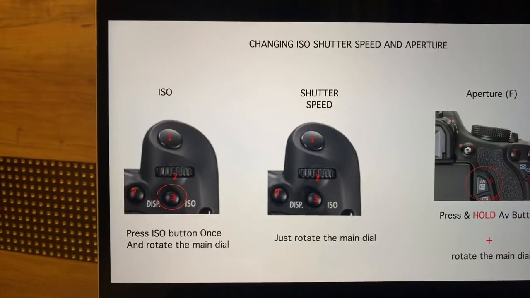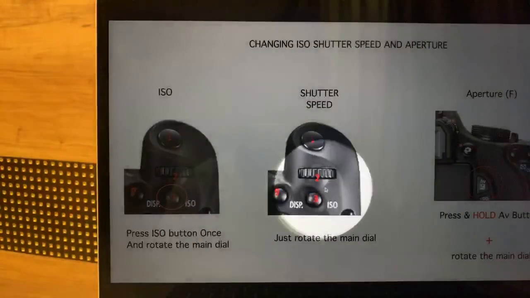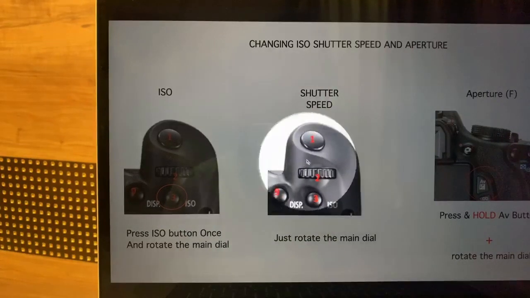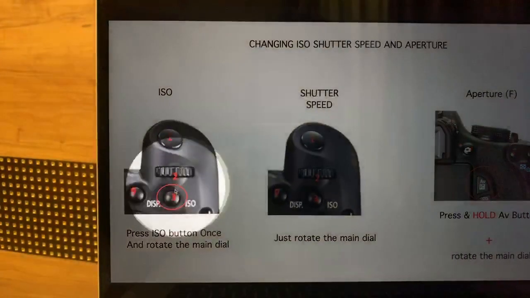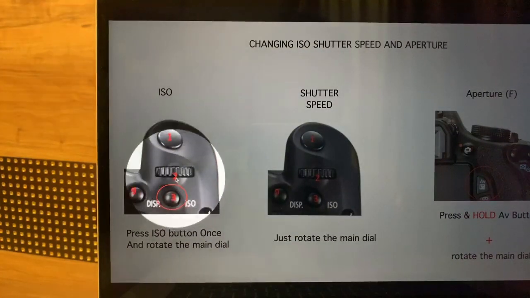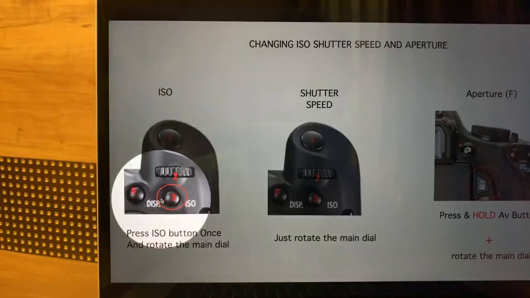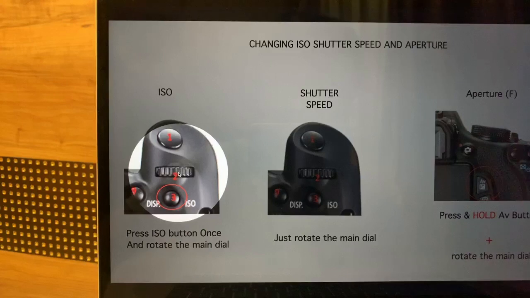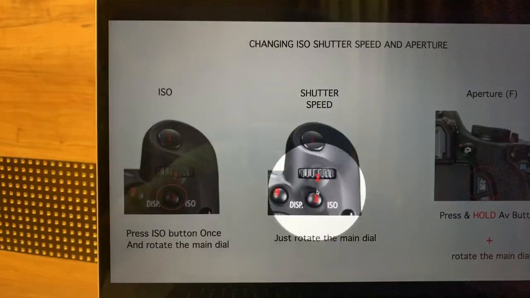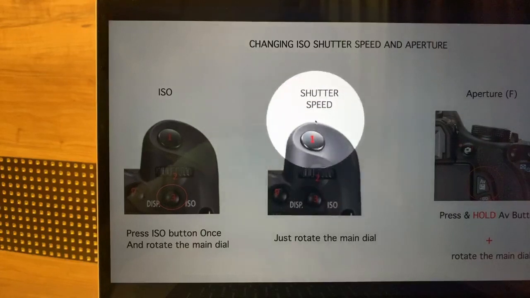Before that, we need to understand how we change each of these settings on a Canon DSLR. So on a Canon DSLR, if you just rotate the main dial, so this is the main dial on a basic entry-level Canon DSLR, your shutter speed will change. All right. If you press the ISO button and then rotate the main dial, your ISO will change. The ISO button can be on top of your Canon camera, or it can be behind. If you press the ISO button once and then rotate the main dial, ISO will change. If you just rotate the main dial without pressing the ISO button, your shutter speed will change.